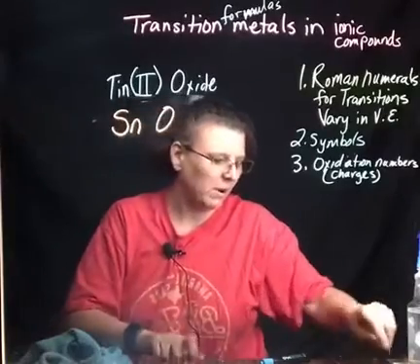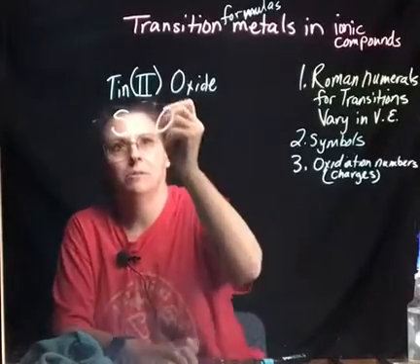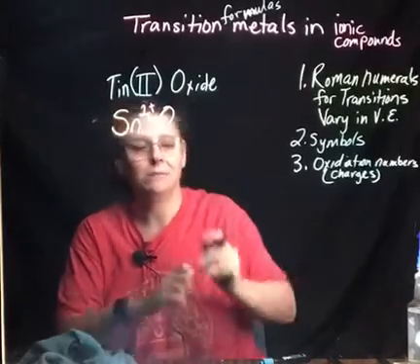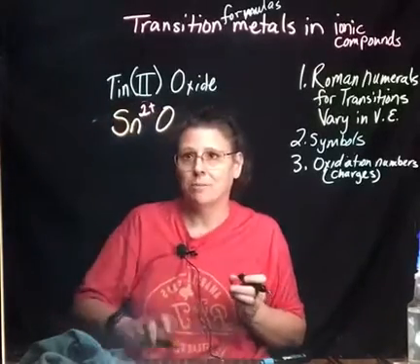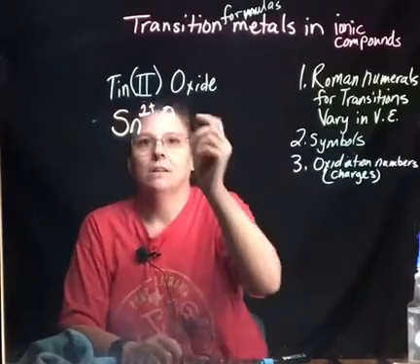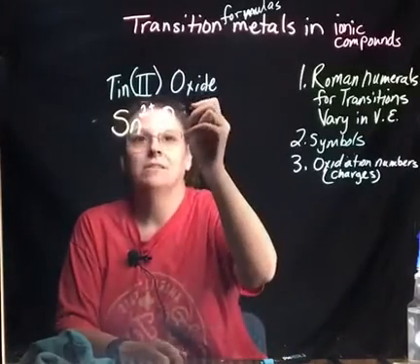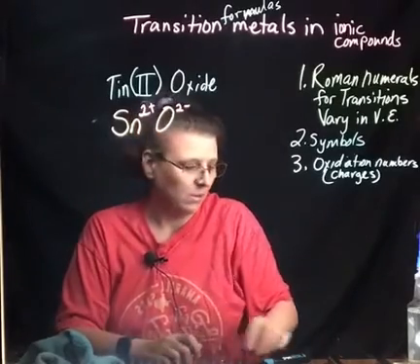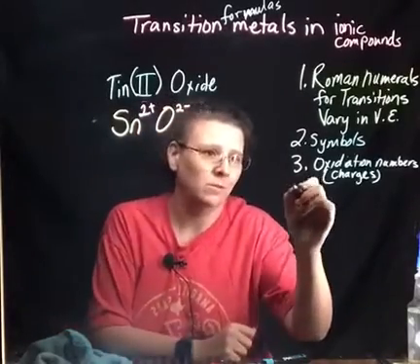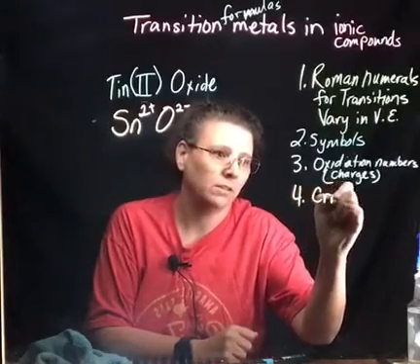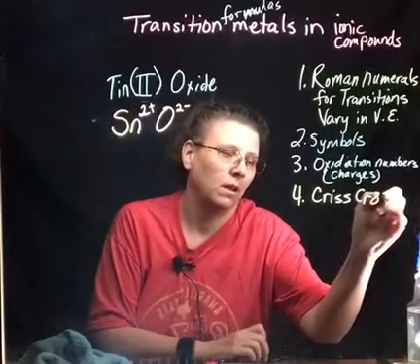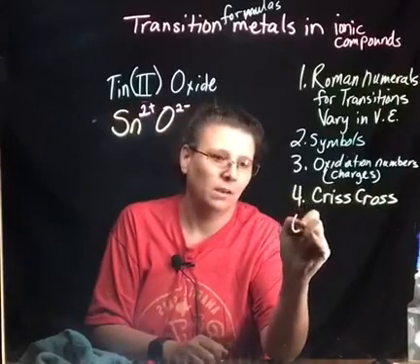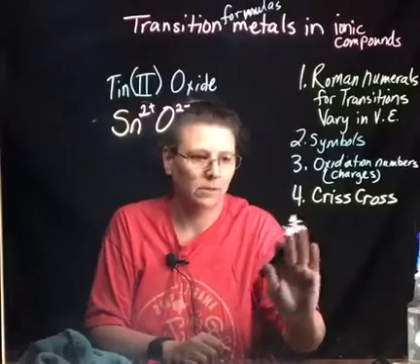Okay, so first thing we do is write our symbols. Then we write our oxidation numbers. Well, here's our oxidation number. Our Roman numeral is our oxidation number. We know it's positive because it's a metal. Remember, metals are positives. Oxygen is in the 16th column, has 6 valence electrons, so it has a -2 charge. Okay? So just like before in the last video, we're going to crisscross. That's number 4.